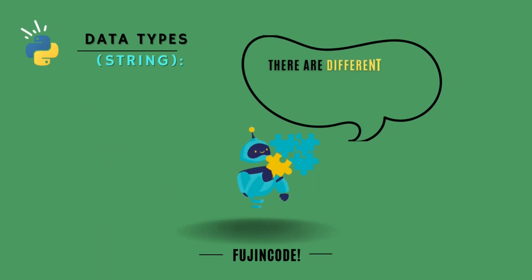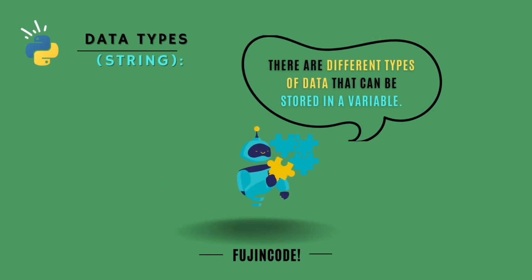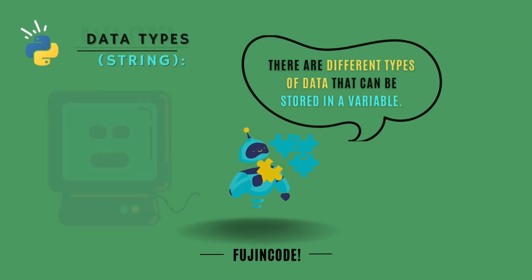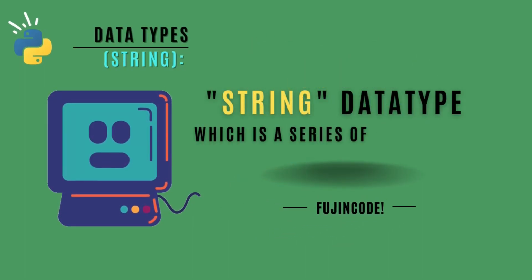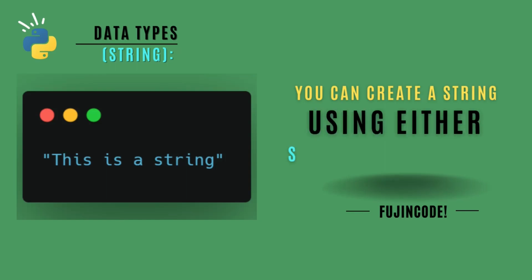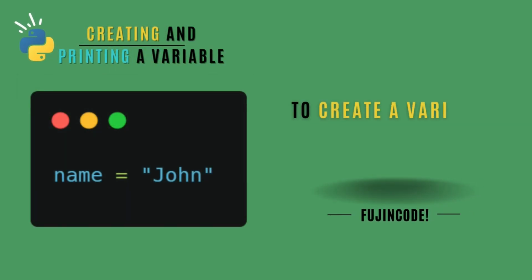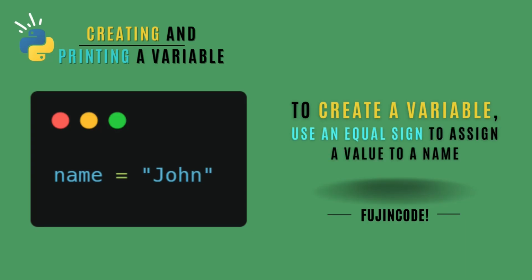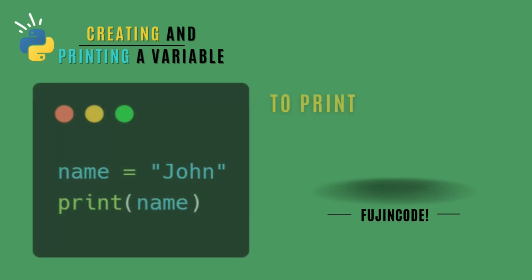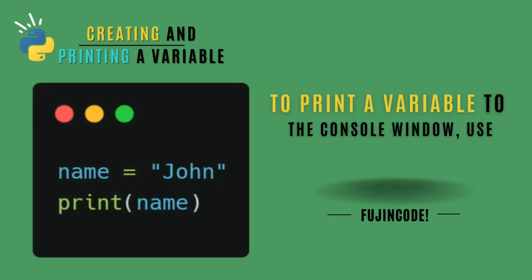Data types, string. There are different types of data that can be stored in a variable. One common type is the string data type, which is a series of characters. You can create a string using either single or double quotes. Creating and printing a variable. To create a variable, use an equal sign to assign a value to a name, like this. To print a variable to the console window, use the print statement, like this.